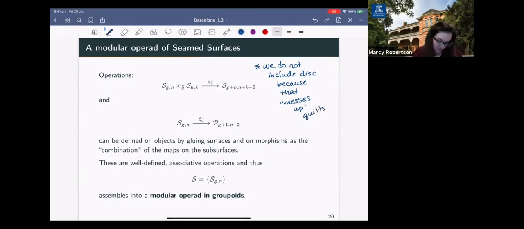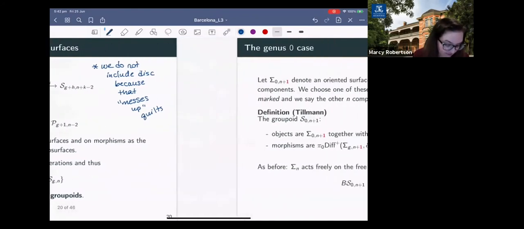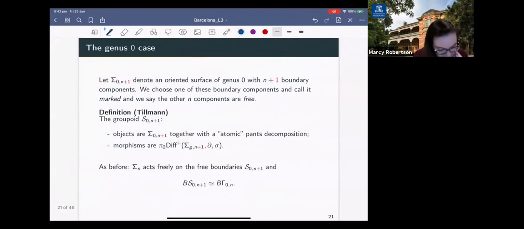Something to say. So this is a well-defined modular operadic groupoid, right? And these groupoids are going to take the place of our mapping class groups. Okay. So I want to make a claim that this actually has something to do with GT. And so for the moment, let's specialize down to the genus 0 case, some stuff that's known.